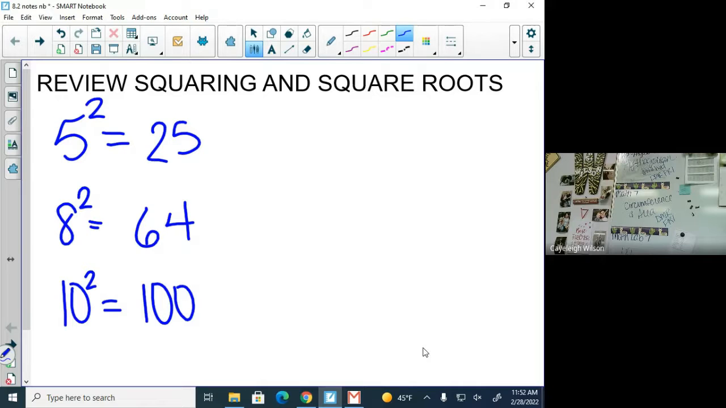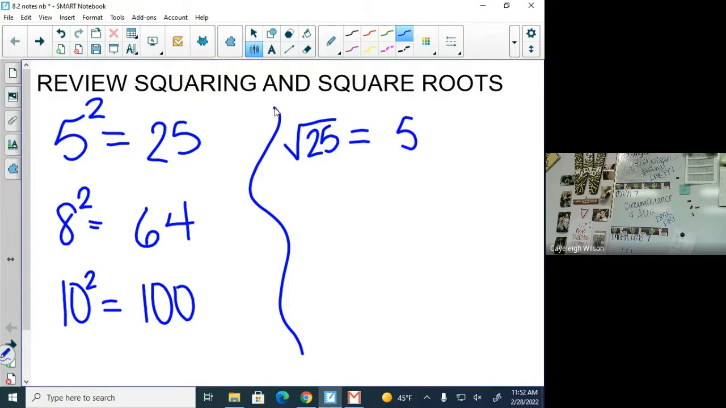So when I am squaring something, it's times itself, and I use that button on my calculator next to the 7, the x squared, to do it on my calculator for us. Now, the opposite of squaring is square rooting. Back at the beginning of the year, we talked about square rooting. If I asked what the square root of 25 was, the square root of 25 is 5, because a square root undoes squaring, just like addition and subtraction are opposites.